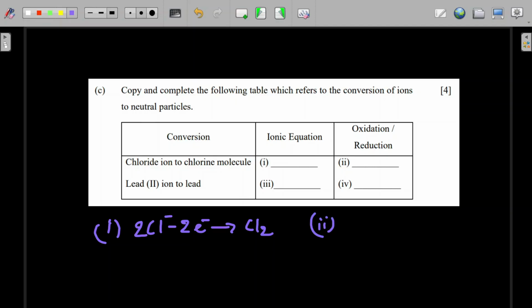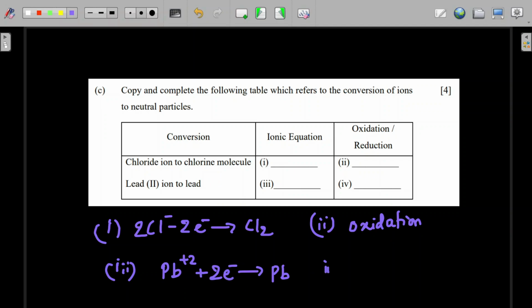Second one. Here it is loss of electron, oxidation. You know, oxidation is the loss of electron. Third part. Lead 2 ion to lead. Lead 2 ion is Pb plus 2. To make lead, it should gain 2 electrons. And gaining of electrons is reduction.